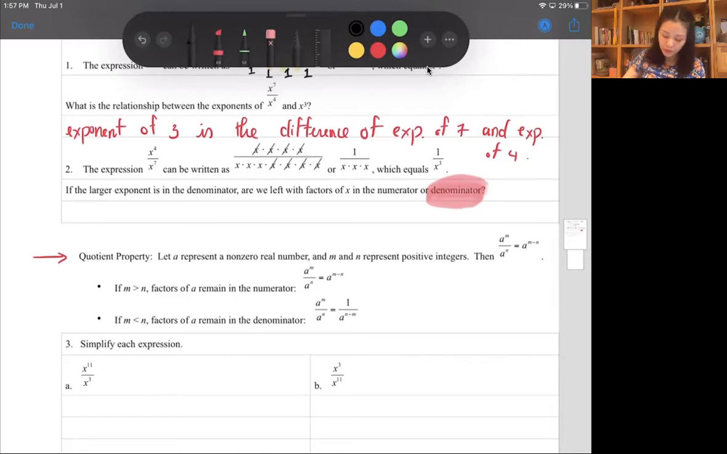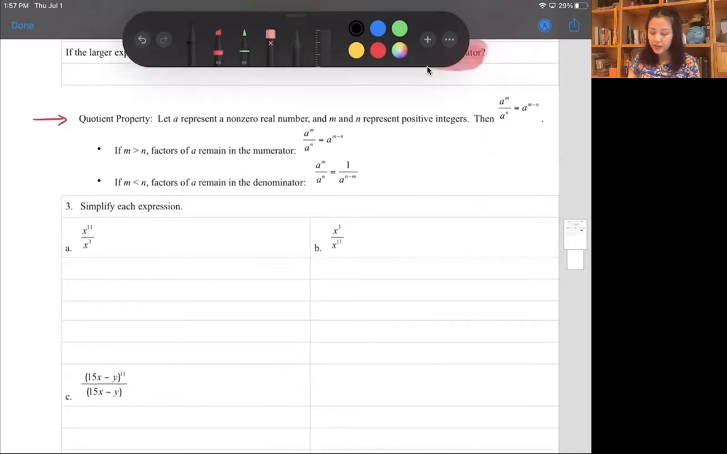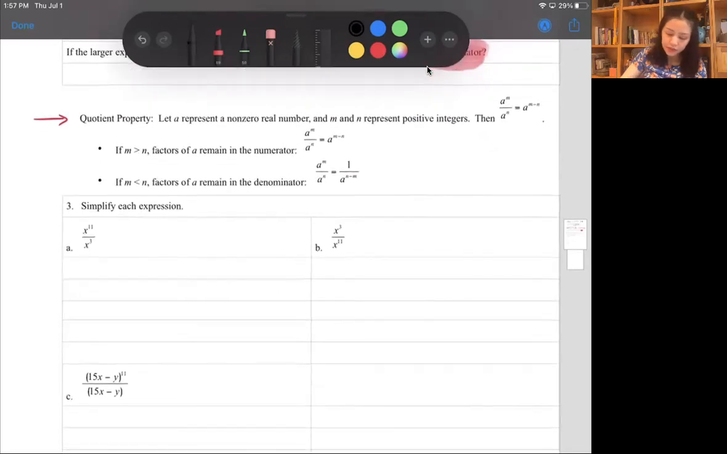All right, let's simplify some expressions. I have x to the 11 divided by x to the third. This is the first case, when the degree of the numerator is bigger than the degree of the denominator. So we take x to the 11, subtract 3. 11 minus 3 is 8, so it's equal to x to the 8.